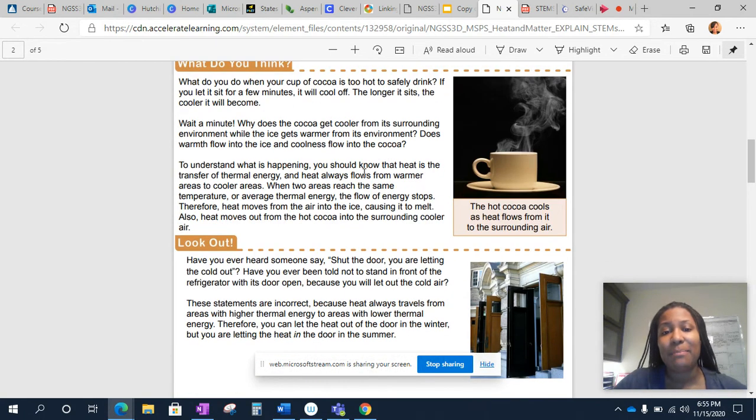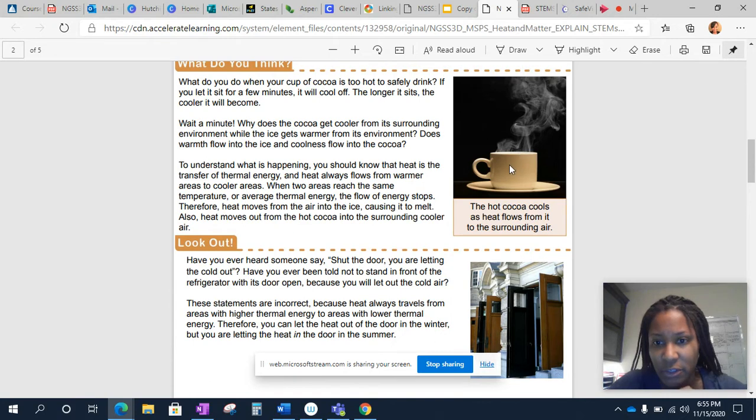So, to understand what is happening, you should know that heat is the transfer of thermal energy. And heat, listen to this, is very important: heat always flows from warmer areas to cooler areas. When two areas reach the same temperature or average thermal energy, the flow of energy stops. Therefore, heat moves from the air into the ice, causing it to melt. Also, heat moves out from the hot cocoa into the surrounding cooler air.